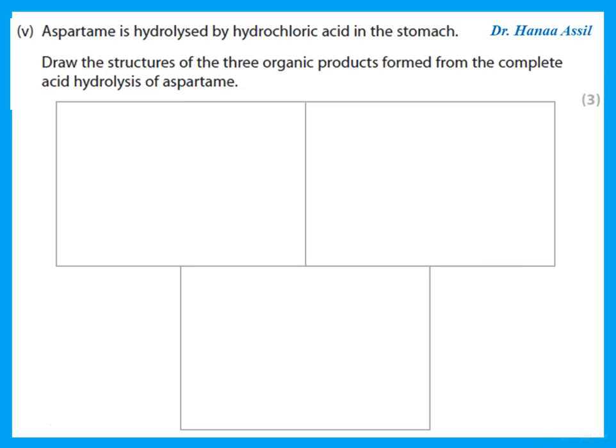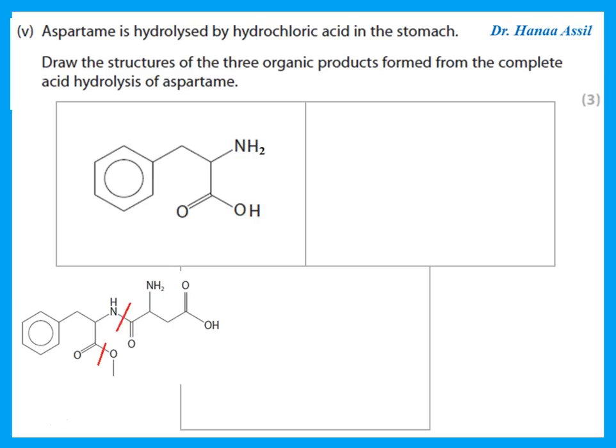Aspartame is hydrolyzed by hydrochloric acid in the stomach. Draw the structures of the three organic products formed from complete hydrolysis of aspartame. This was aspartame. So if we hydrolyze this, we hydrolyze the amide linkage and the ester linkage that is down there. So we end up with this part from the one on the left, this part from the one on the right, and this is the part that was the ester. Okay?